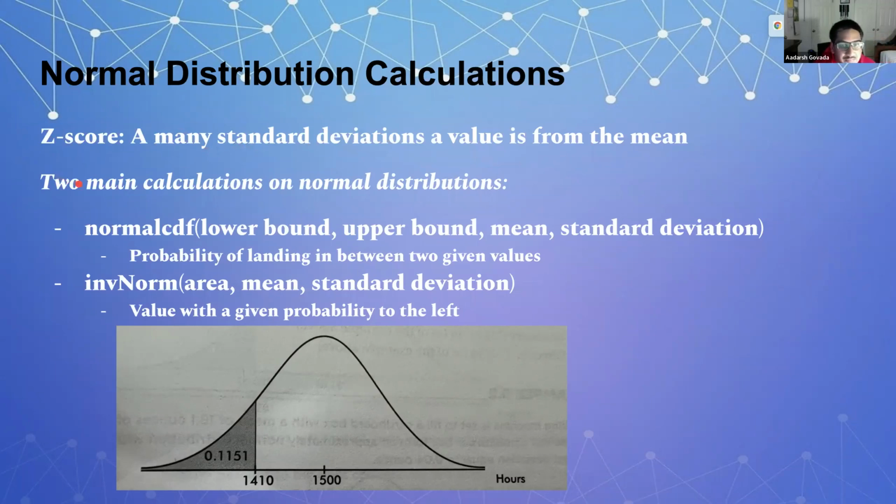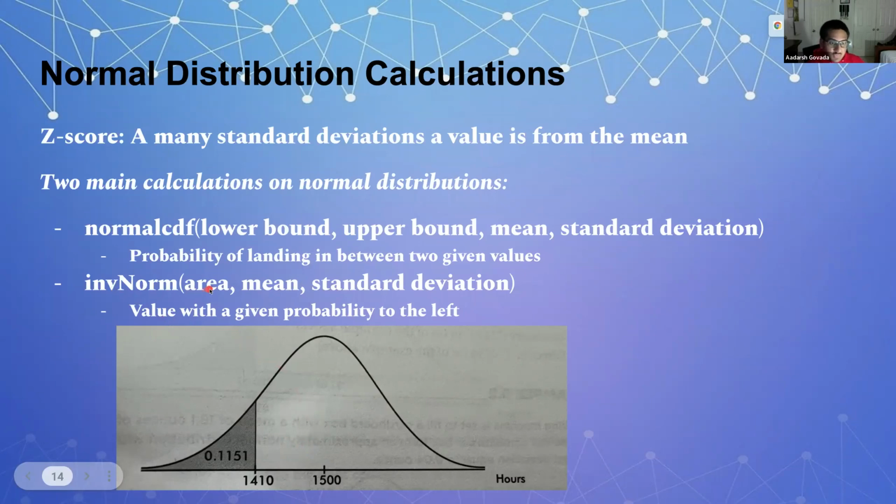All right, so now there are 2 main calculations that you can do on normal distributions, and those are normal CDF and inverse norm. So basically, normal CDF gives you the probability of landing in between 2 given values. So if you have a normal distribution like this one, and you want to take the normal CDF of 1410 to 1500, and the mean is 1500 and the standard deviation is whatever that is, you would plug all those numbers in and hit enter on your calculator, and then it would give you the probability of being in between those 2 values.